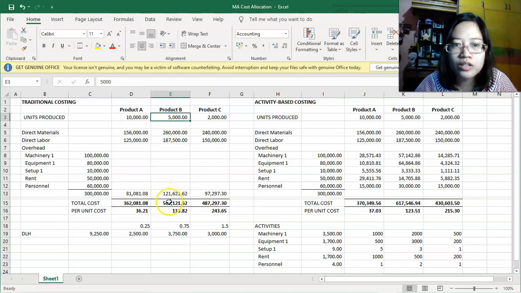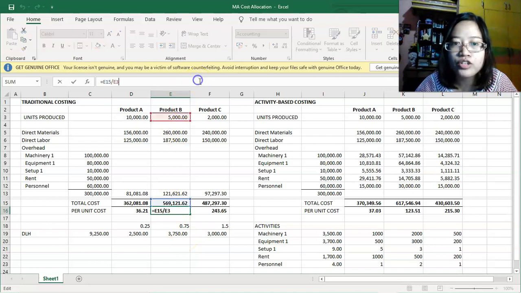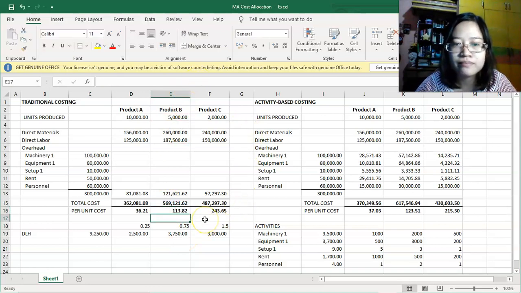Si product B, total cost niya, 569 divided by 5,000 units na na-produce. So, ang per unit niya is 113.82.